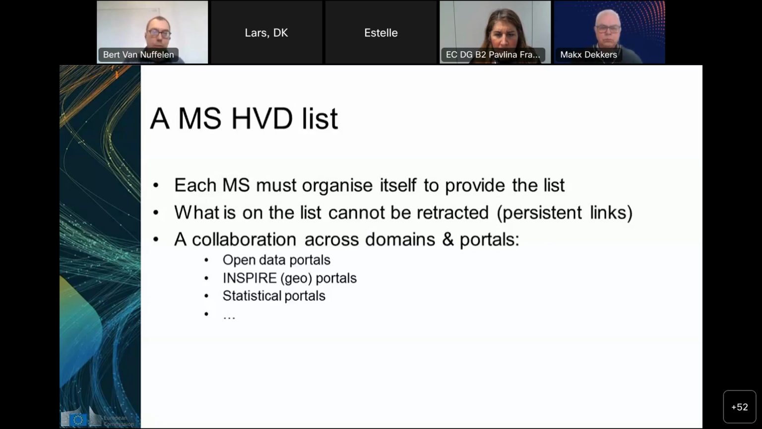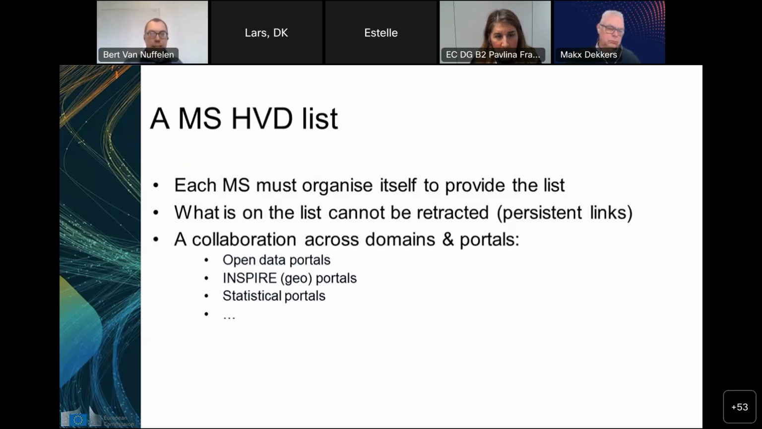As such, if you look at this list, each member state has to organize itself. There's no guidance stating that any governance should be set up or anything like that. Every member state takes this organization on itself in order to provide the list and to provide the right level of support and engagement. And the goal, of course, is that what is on the list is not retractable.